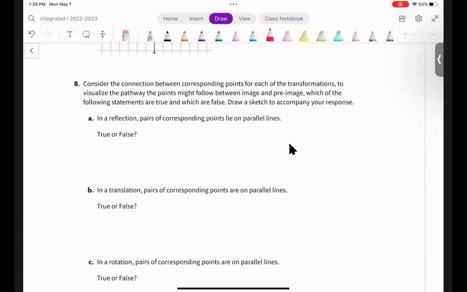So now it says consider the connection between the corresponding points and the transformations, to visualize the pathway the points must follow between the image and the pre-image. Which of the following statements are true and which ones are false? Draw a sketch in order for you to do this response. So the first one is a reflection. Are the pairs of the corresponding points on parallel lines?